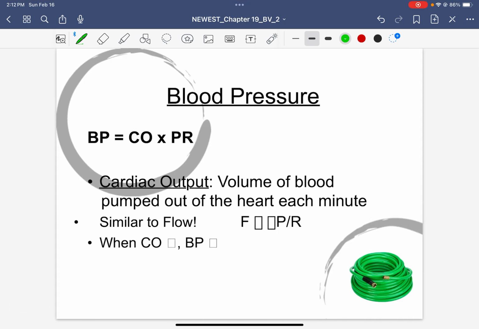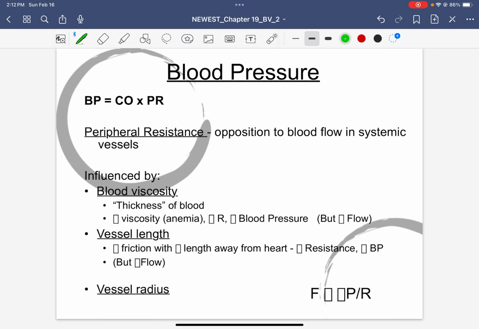If I skip something, don't worry about it for now. Let's talk for a moment about resistance. Here, we tend to talk about peripheral resistance. We're just talking about resistance in the arteries and veins. You don't really have to even include peripheral. Resistance in arteries and veins.